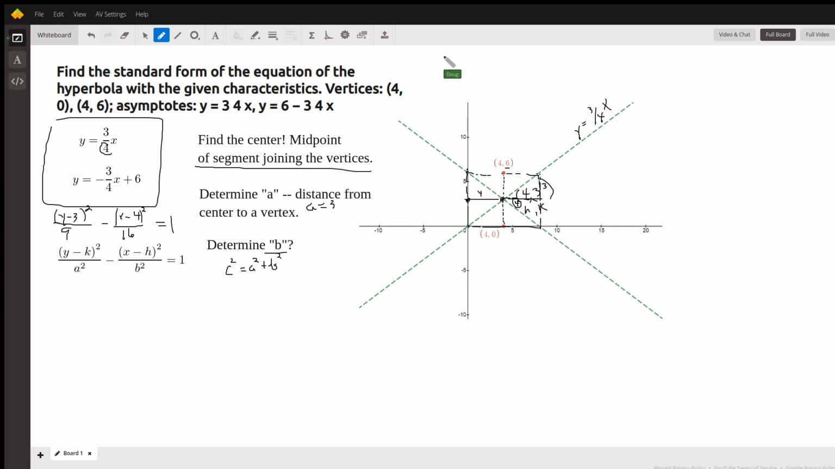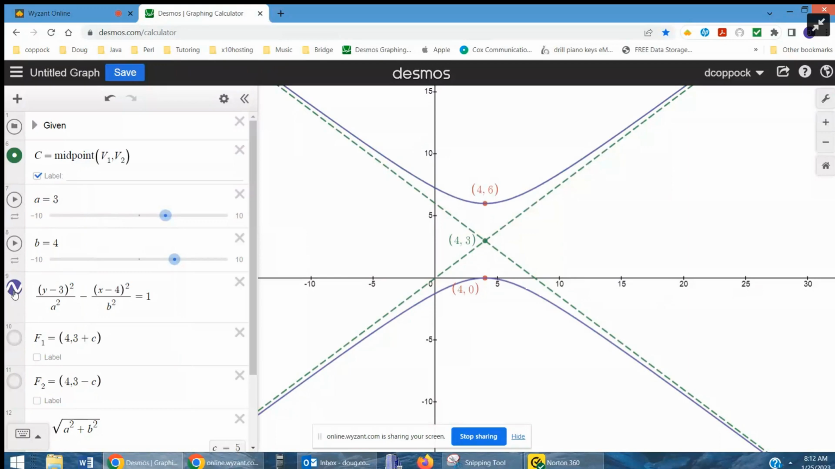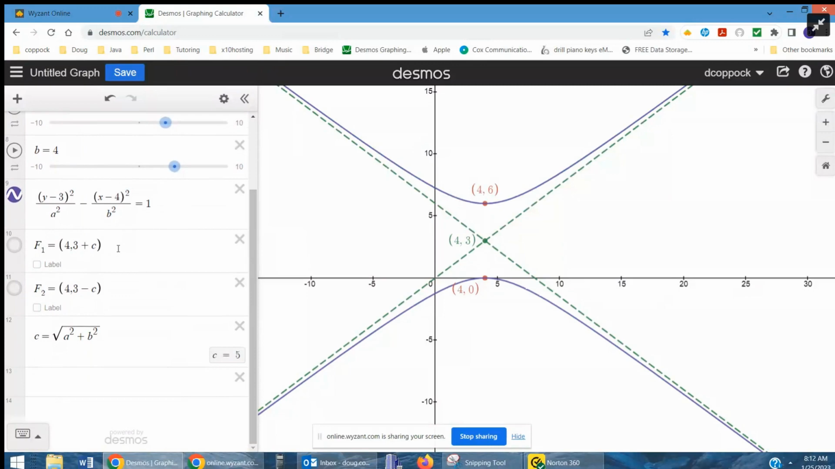Okay. And if I share my screen real quickly, go to Desmos. There's the given information. There's the center, the midpoint of the two vertices, (4, 3). And I determined a is 3, b is 4. So there's the hyperbola right there. If you needed to find the coordinates of the foci, you could determine c using c equals the square root of a squared plus b squared. There are the foci right there.